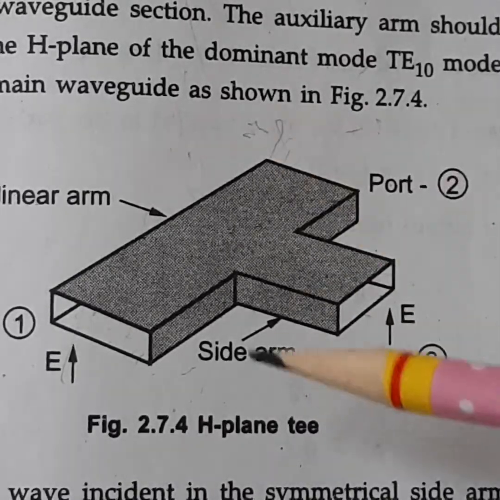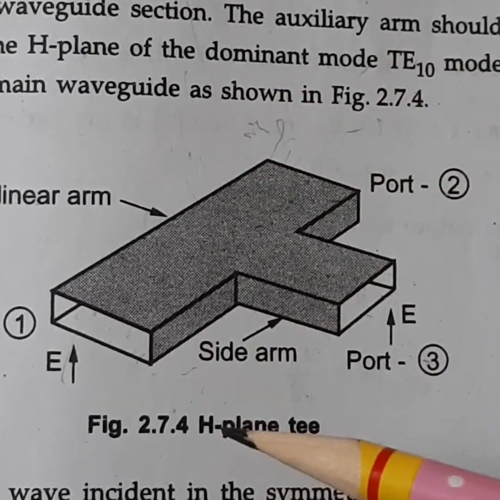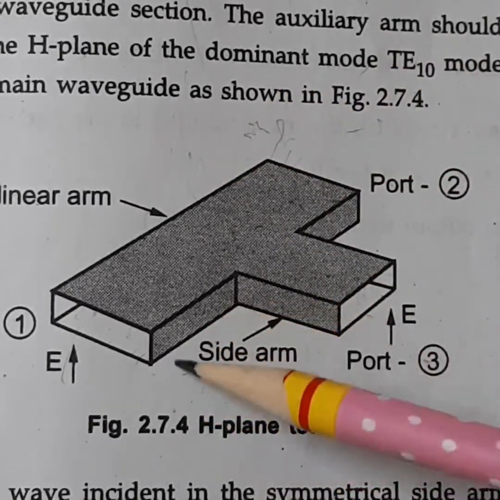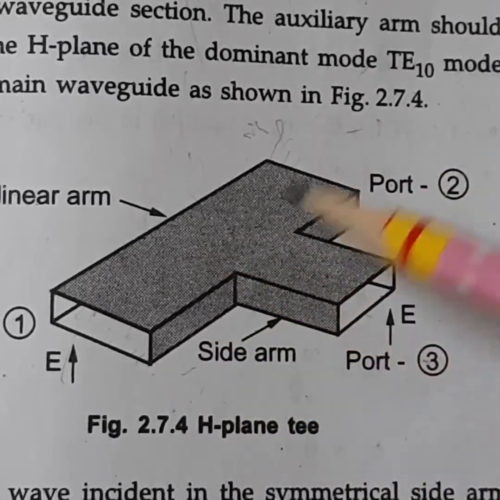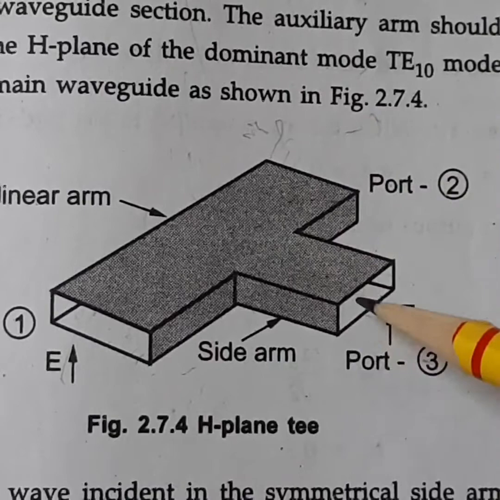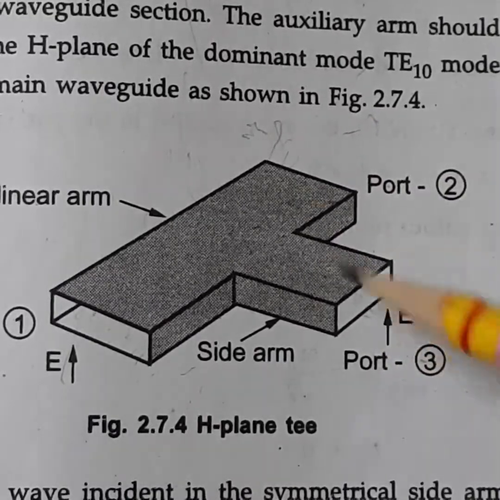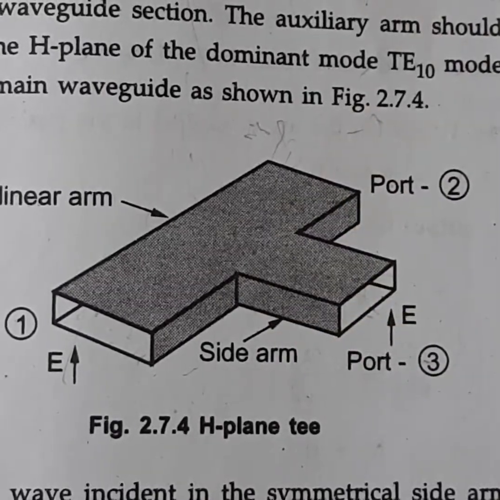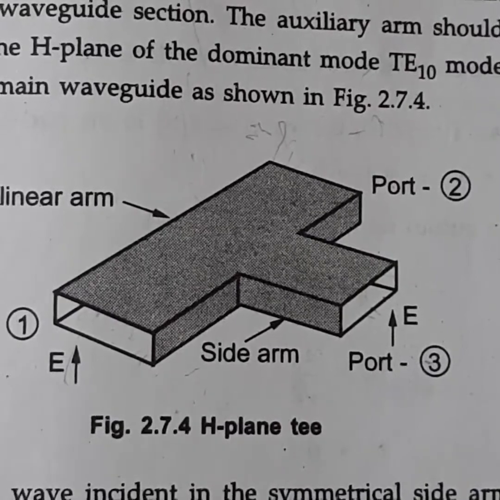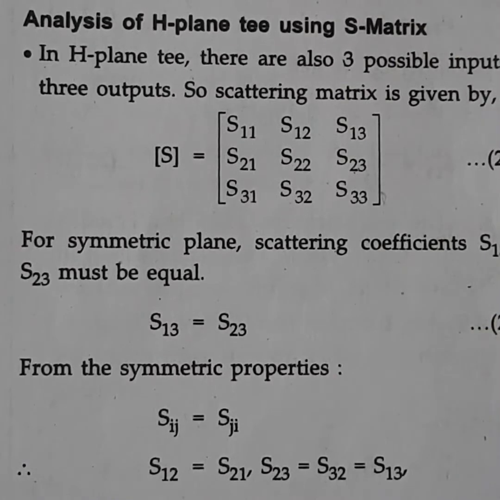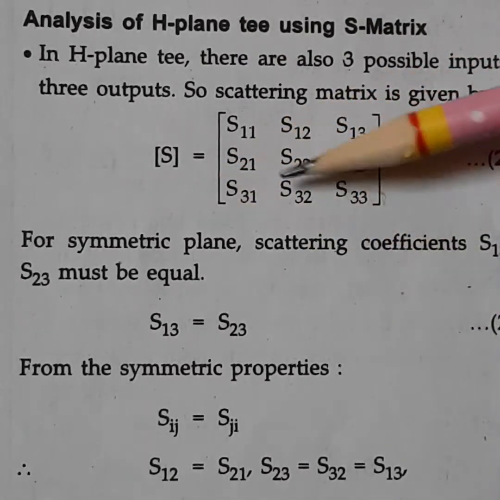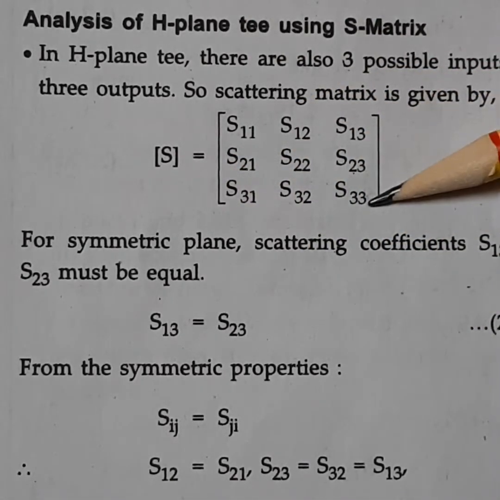So when a wave is incident on the side arm at port 1, it is again divided symmetrically into two arms, port 2 and port 3, right? So we'll analyze the H plane T using the S matrix. In the H plane T, there are three possible inputs, as we know, and three outputs. So the scattering matrix can be given like this: S11, S12, S33.